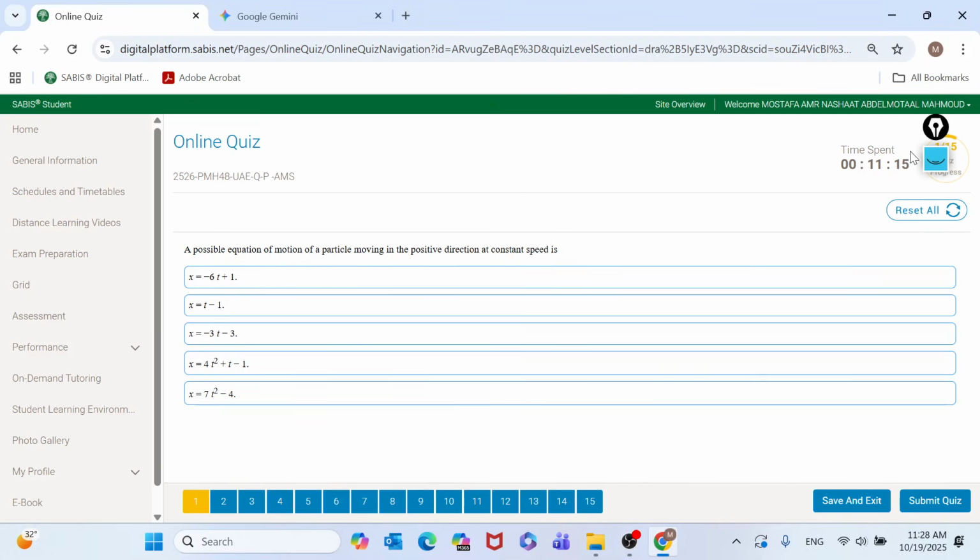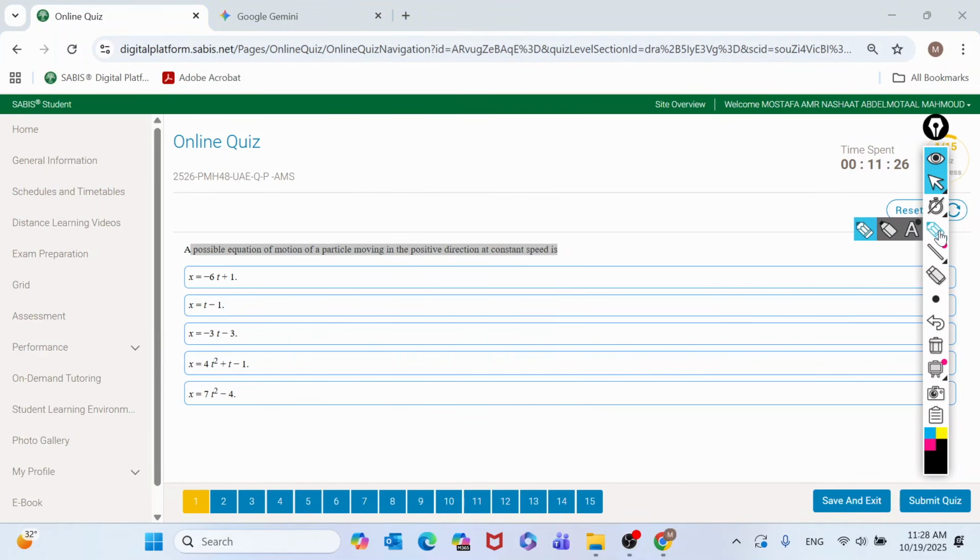Okay guys, mechanics week 9 CA. Possible equation of motion of a particle moving in the positive direction at constant speed is... Okay, so this is the equation of a particle moving at a constant speed. X equals Vt plus x0. Okay, and they said in the positive direction, so V has to be positive.